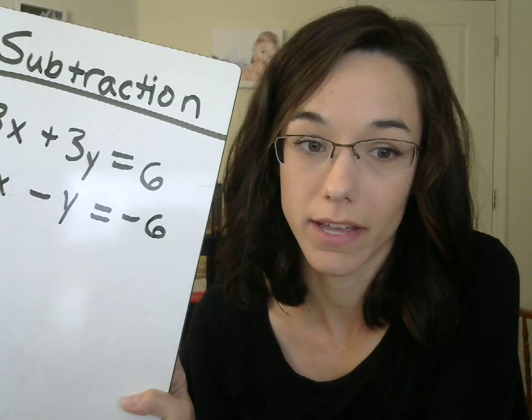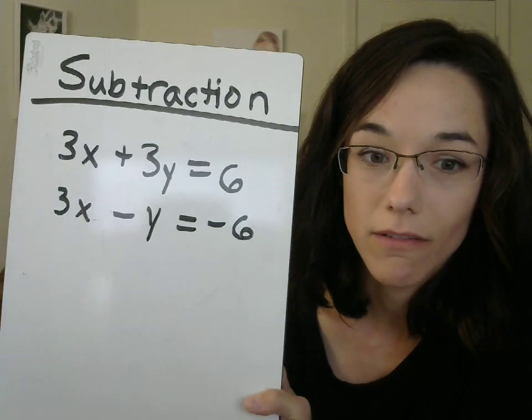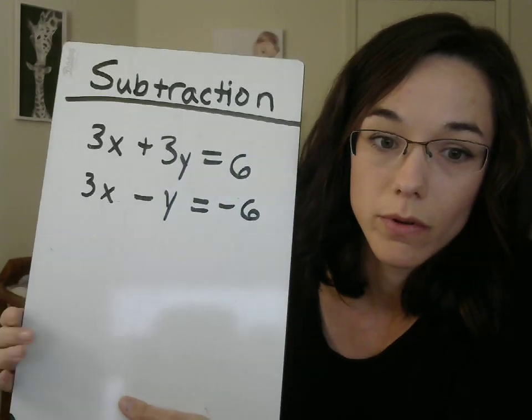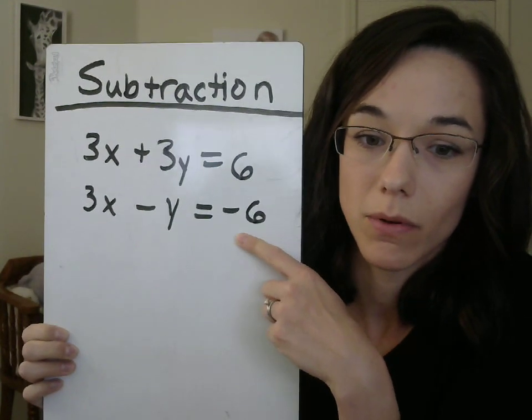Hey, this is part 2, solving systems by subtraction. The other video was how to solve a system by addition. This is how to solve it by subtraction. So notice we have our two equations. We're going to be subtracting both sides.